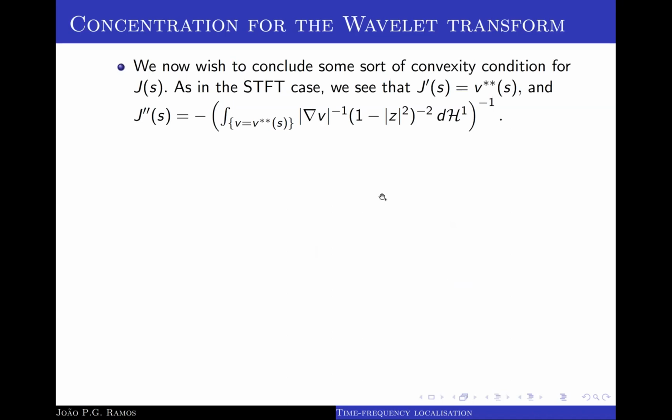So, as in that case, we see that we want to get some convexity for J. And first of all, J prime is v star star of s. That can be easily computed. And J double prime is this weird integral. So what is this integral? Well, you might think it's not nice. It's ugly, but it has a nice property.